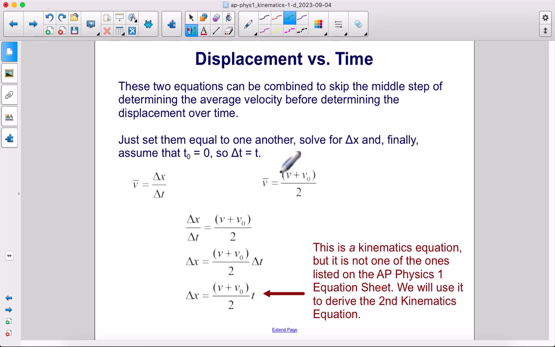These two equations can be combined to skip the middle step of determining the average velocity before determining the displacement over time. Just set them equal to one another, solve for delta x, and finally assume that our initial time is 0. So delta t just becomes t, and we set this equal to this right here. And then we're going to multiply delta t over to the other side, and then we have this new equation. This is a kinematics equation, but it's not one of the ones listed on the AP Physics 1 equation sheet. We're just going to use this to derive the second kinematics equation.